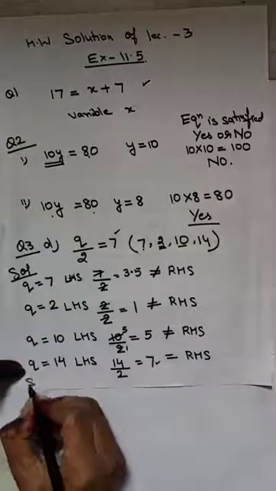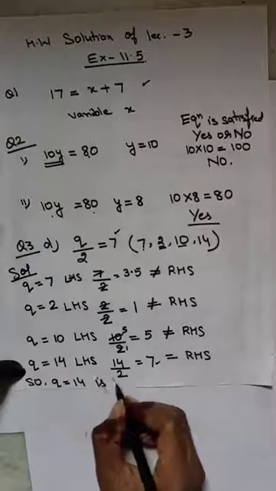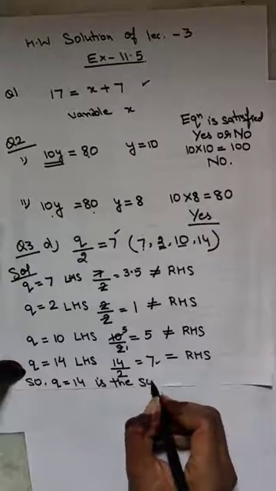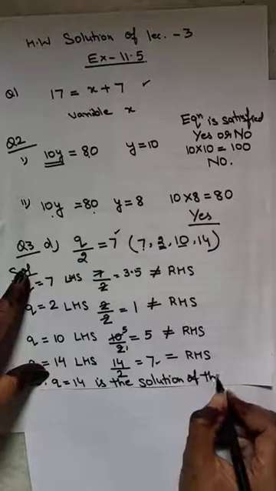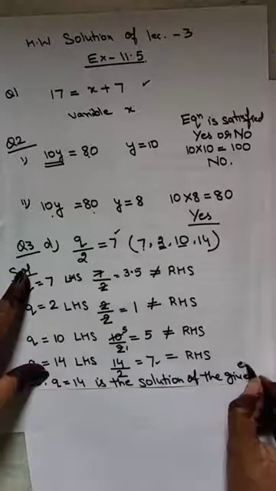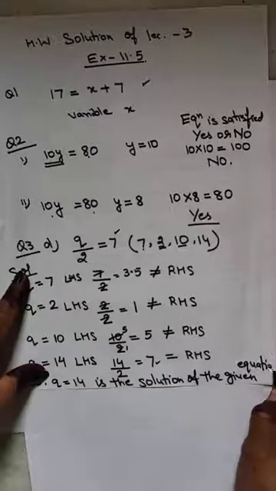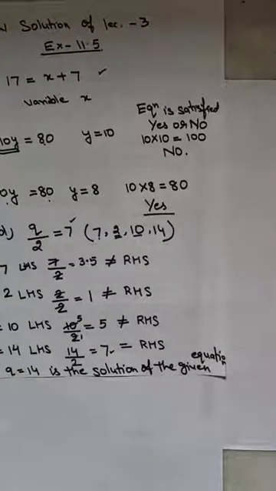Here you will write down, so q equal to 14 is the solution of the given equation. Okay, so you will write down here that q equal to 14 is the solution of given equation. Now see question number 4. Question number 4 is also the same as that of question number 3.